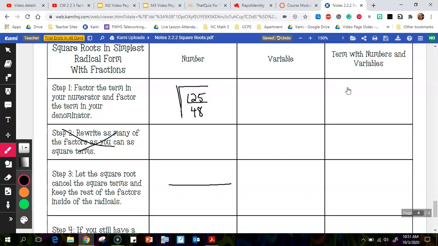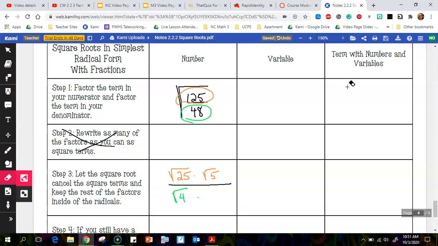For the numerator, I'm going to rewrite this as square root of 25 times the square root of 5. That still equals square root of 125. Okay, so I did that part. And then the denominator, I can rewrite this as square root of 16 times square root of 3. 16 goes into that. So I'm looking for those perfect squares that divide into this number. 16 divides into 48. So the highest perfect square that divides into 48 is 16. And that goes 3 times.